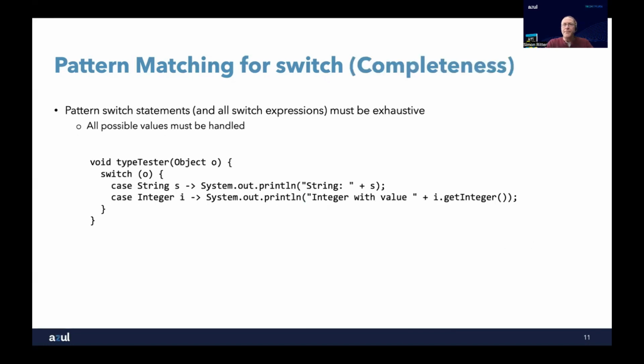Now, the other thing about pattern matching for switch is that we need to have completeness. And what we mean by this is that all of the possible types must be handled by our switch. Let's look at this example here. Got my type tester again, switching on o. But this time I've only specified two types, string and integer. Now, what happens if I pass in a color or a float or an int array?